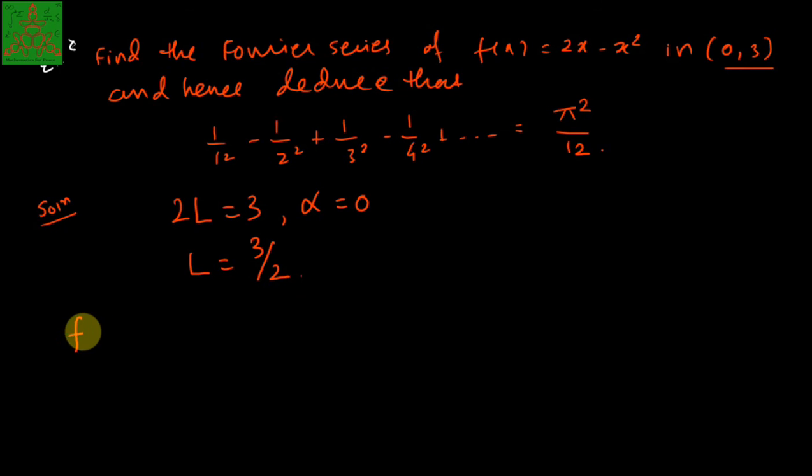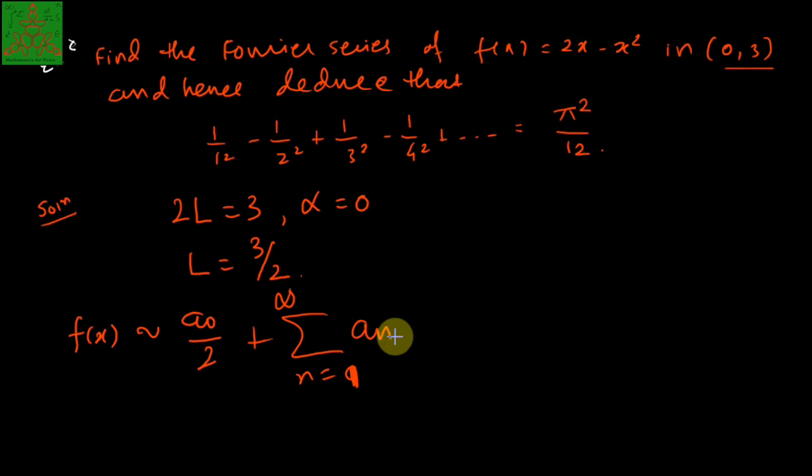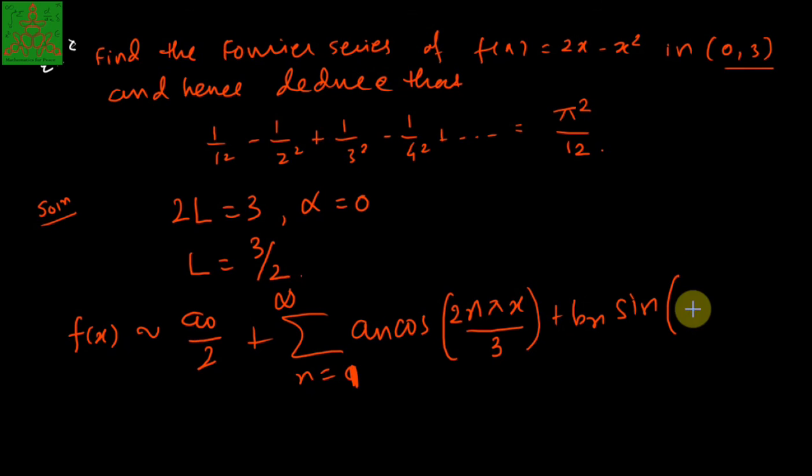Now the Fourier series of this function can be written as a0 by 2 plus summation n running from 1 to infinity an cos n pi x upon L, but L is 3 by 2, so that is 2 n pi x upon 3, plus bn sin 2 n pi x upon 3, where you have to calculate what is a0, what is an, and what is bn. Let us try to calculate these values.